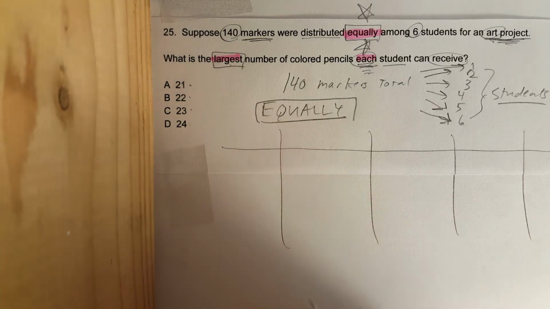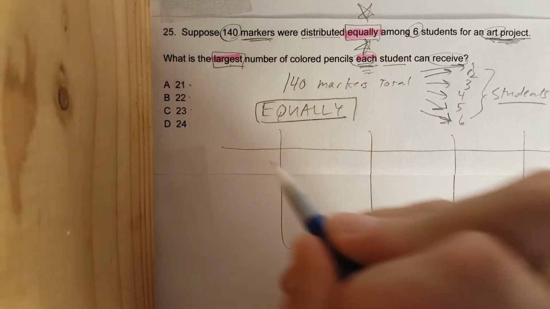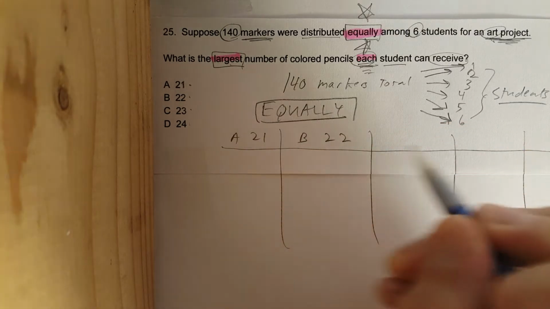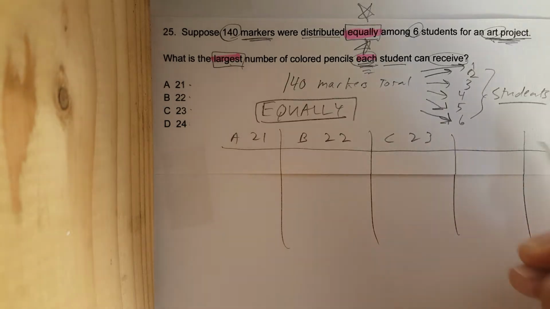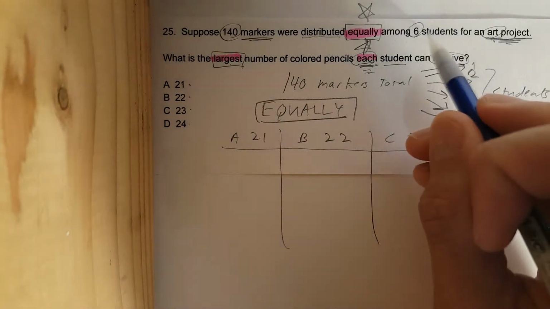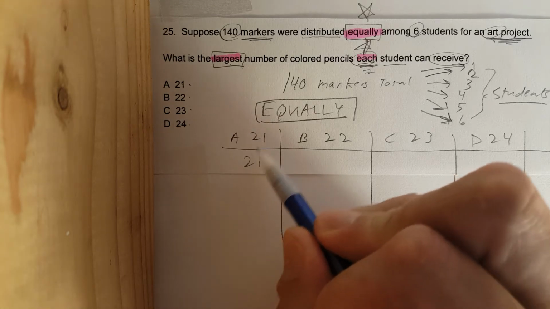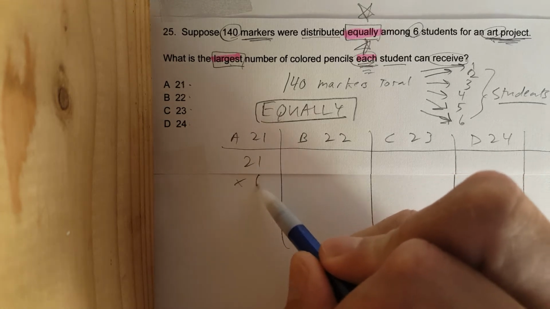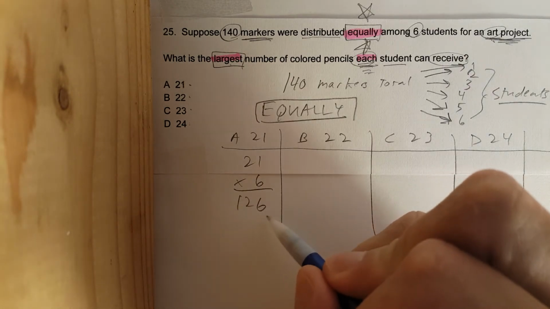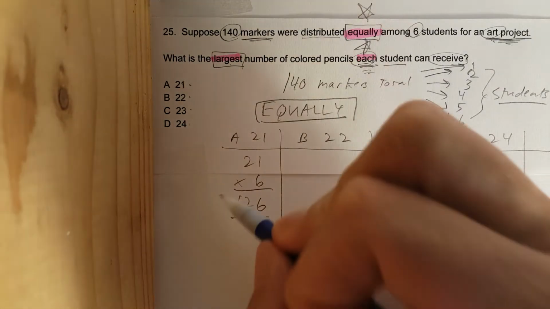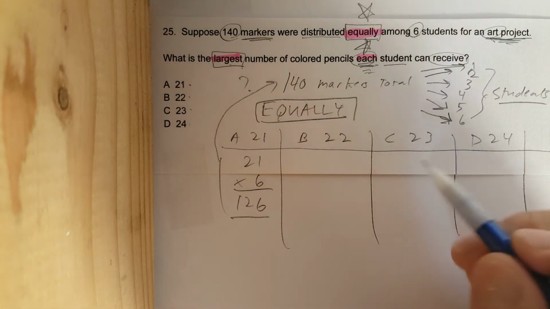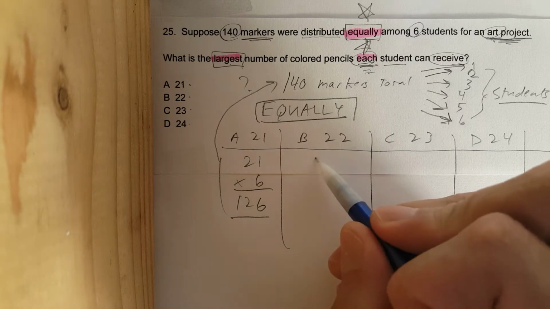Okay? 6 students. Let's go with answer A, 21. Answer B, 22. Answer C, 23. Answer D, 24. So if there are 6 students and each one gets 21, we just do multiplication. 6 times 21 is 126. But that doesn't equal 140. We need to get closer.